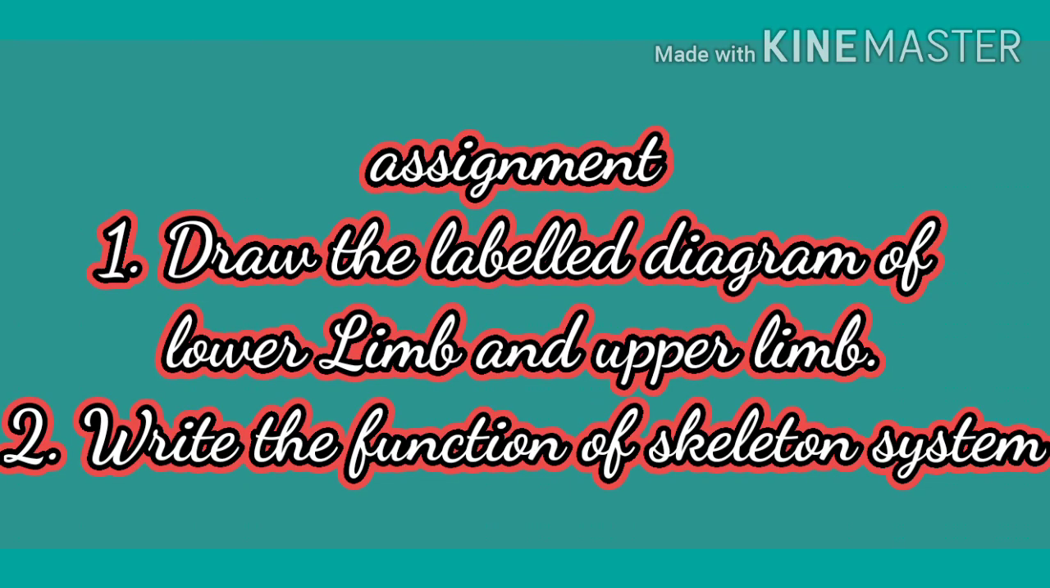How are these five parts joined together to form the skeletal system? Have you thought about it? They are joined together through the joints. There are different types of joints found in our body and we will discuss the joints in detail in the next video.